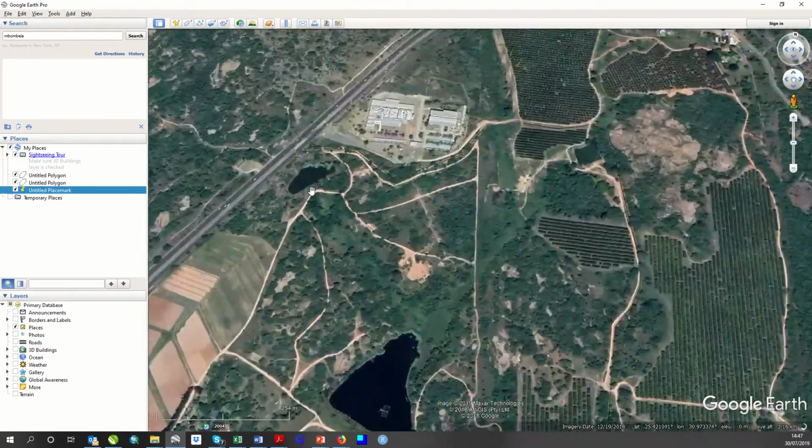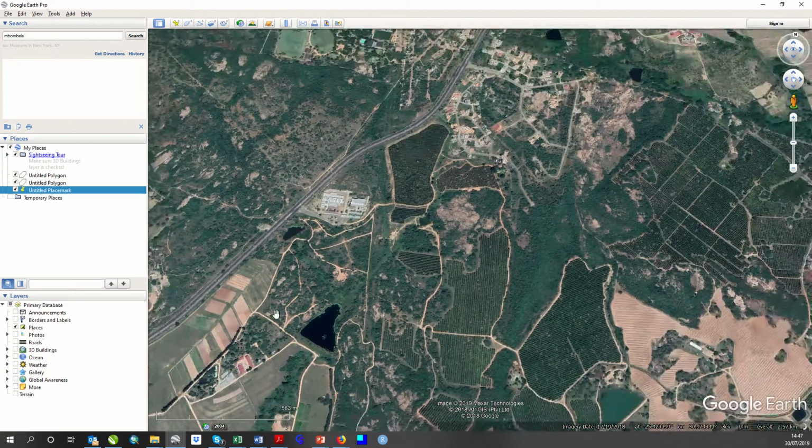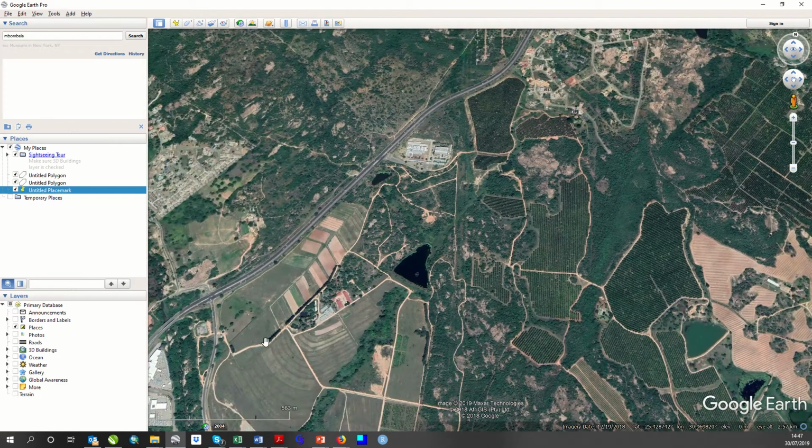This dam up here is the control system. This is a concrete dam as well. And this dam here is what they use to govern the water that is used to irrigate here.